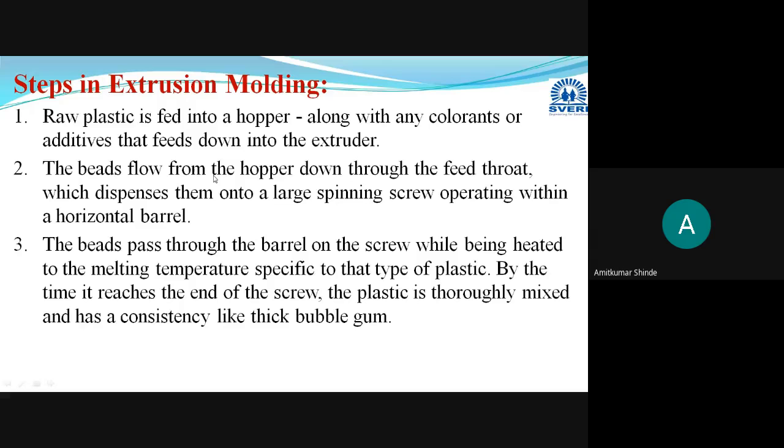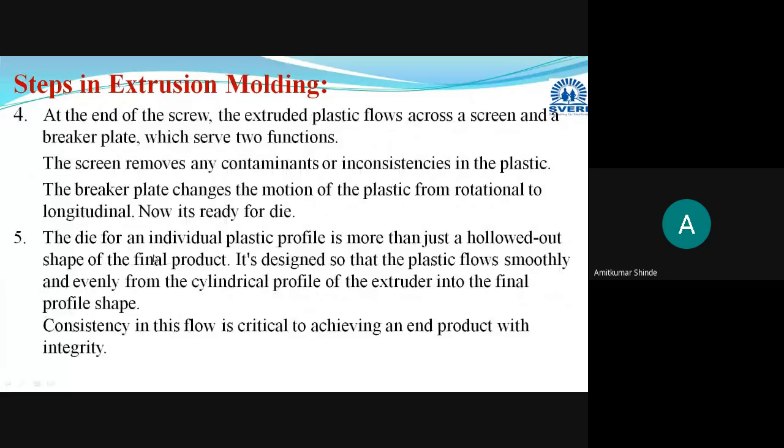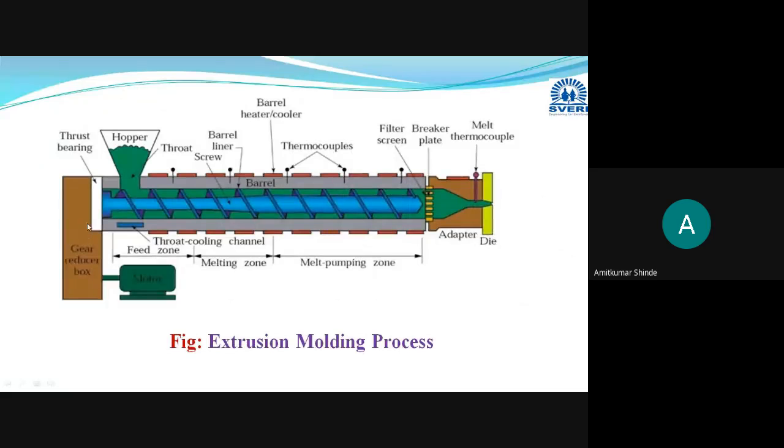Beads or raw material flows from your hopper down through the feed throat, which dispenses them onto a large spinning screw operating within a horizontal barrel. Okay, this is the second stage. In the first stage, we are giving the feed of the raw material in the form of granules or pellets. Then it will pass through this hopper and it will enter this cylinder.